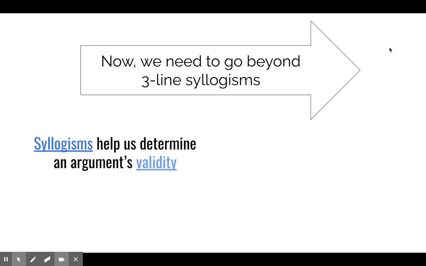As a refresher, syllogisms help us determine an argument's validity. It's looking at an argument at its core and seeing, is this valid? Is this logical? Does this make sense according to just logic and reason and what we can determine based off the language? So that was what we looked at last week.